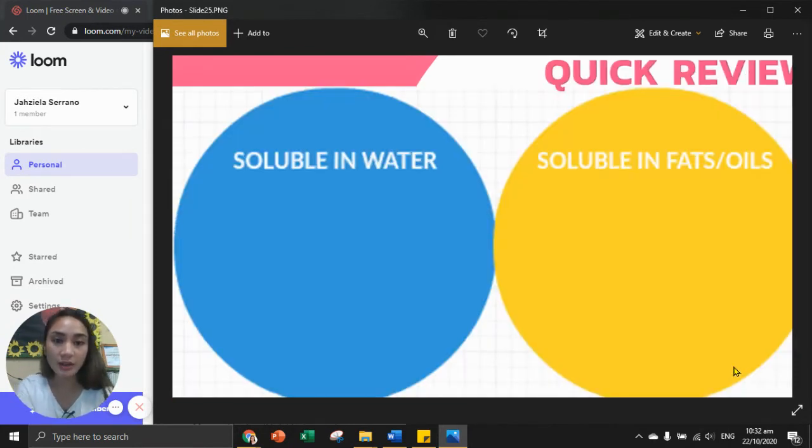Okay, just a quick review. So again, ano nga ulit ang mga soluble in water natin? So I'll give you 5 seconds to answer this. Soluble in water, we only have 2. And then, so soluble in fats, in oils, or fat soluble, we have 4. These are vitamins.